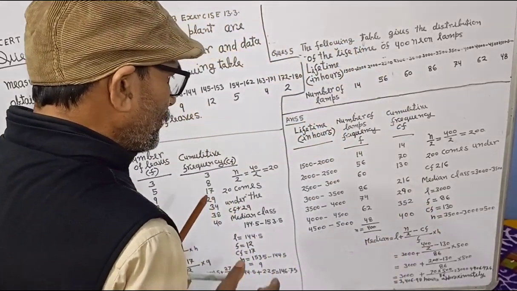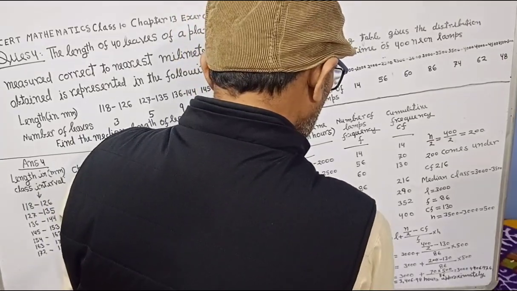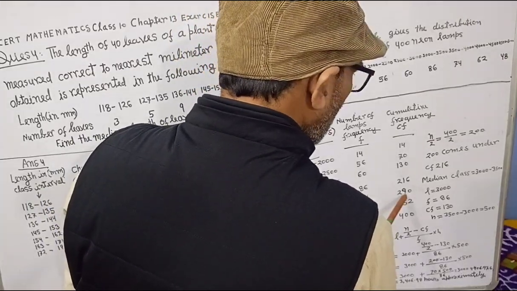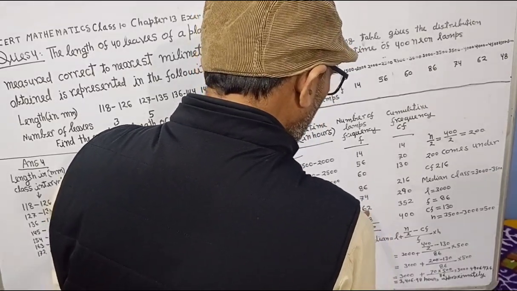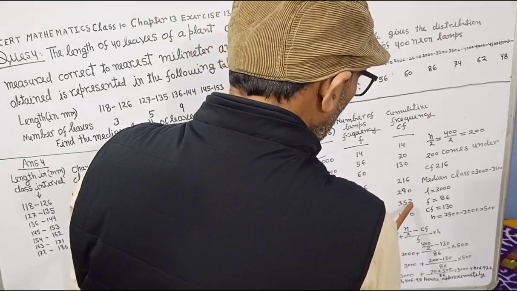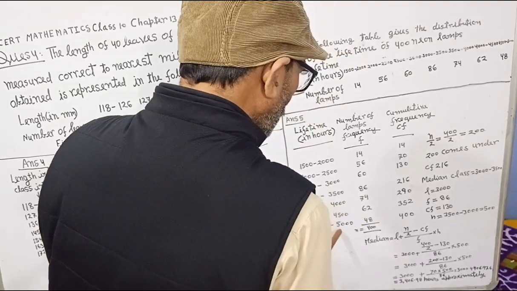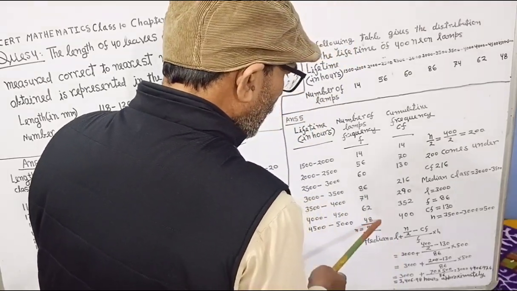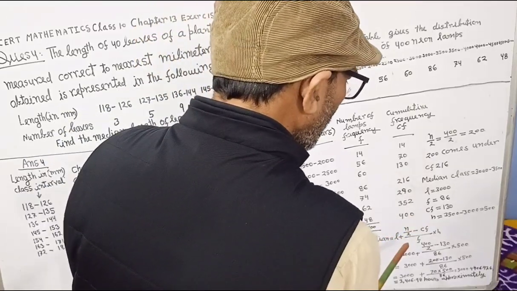4000 to 4500, 62 is the frequency and 352 is the cumulative frequency. 4500 to 5000, 48 frequency and 400 is the cumulative frequency.